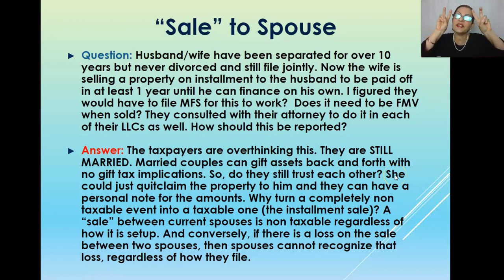If she was selling it to him at a loss, she wouldn't be able to take that loss. So the spouses can't recognize the loss regardless of how they file, if it was a loss. So why should she recognize gain? Why should she treat it as a taxable installment sale? Just give him the thing. He gives her the money, and that's it. They're gifting assets back and forth the way married couples do. All right? Okay. That's it.